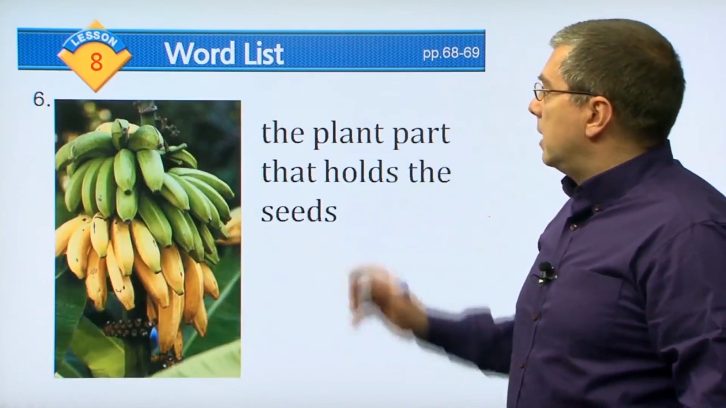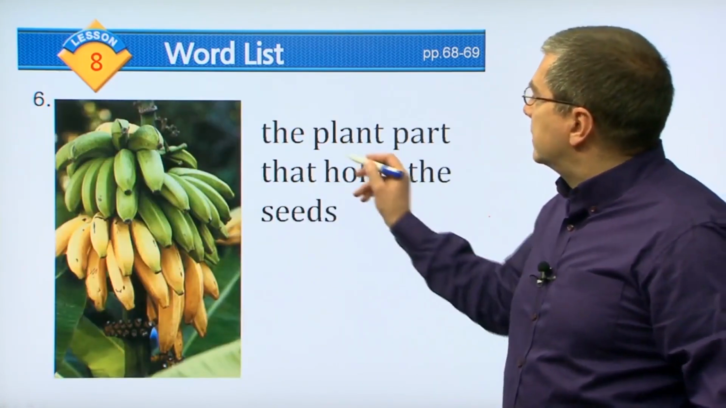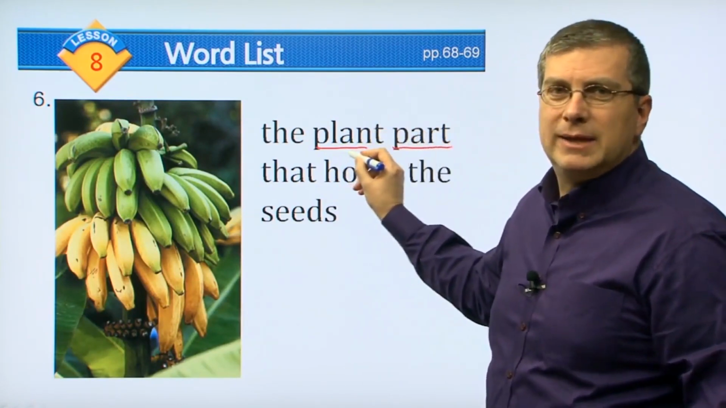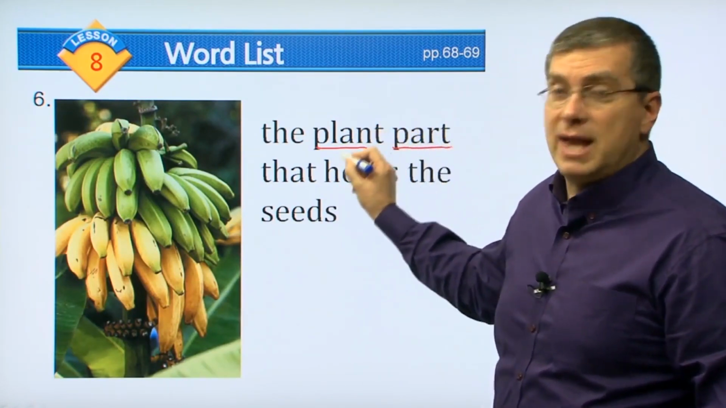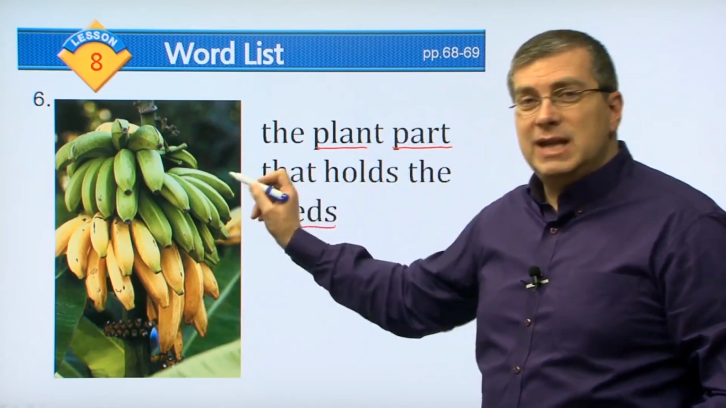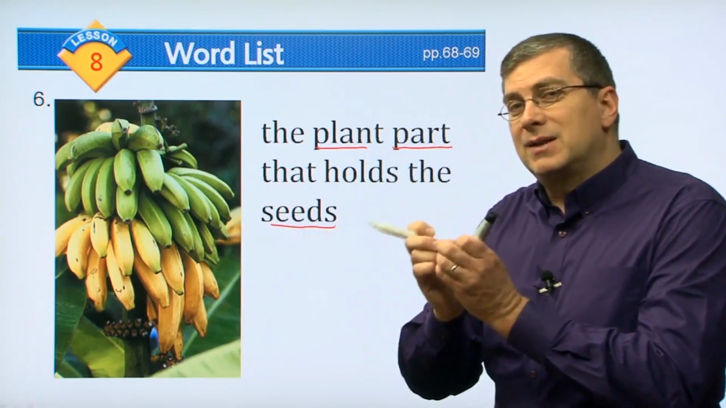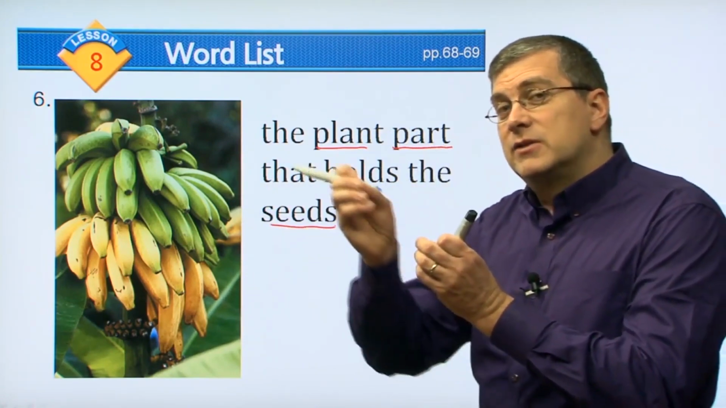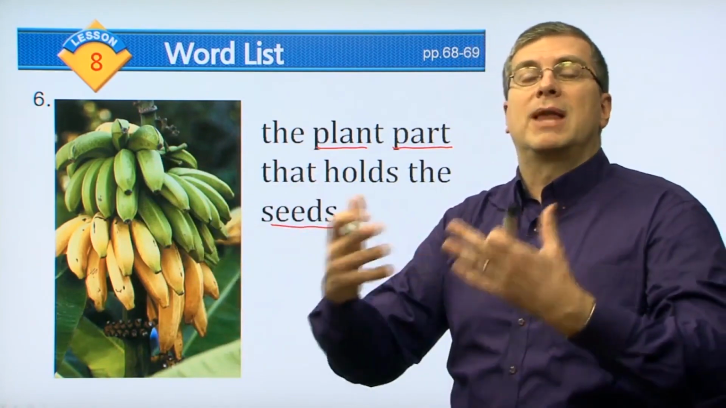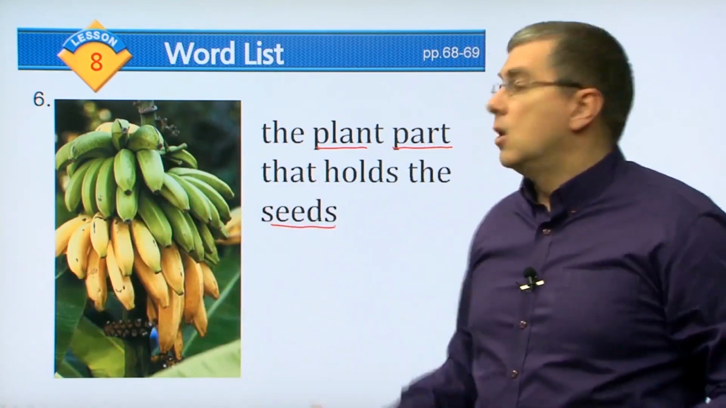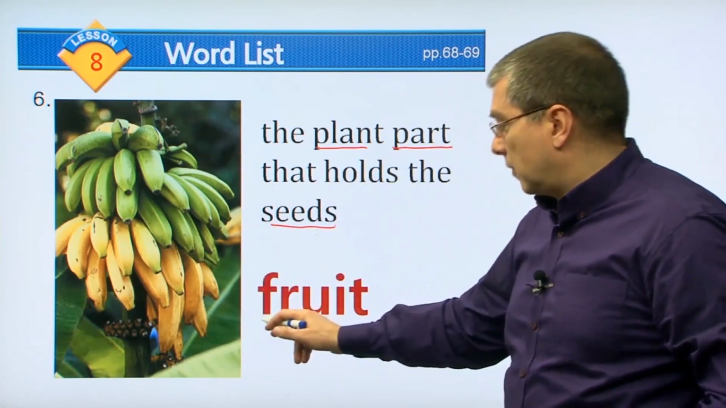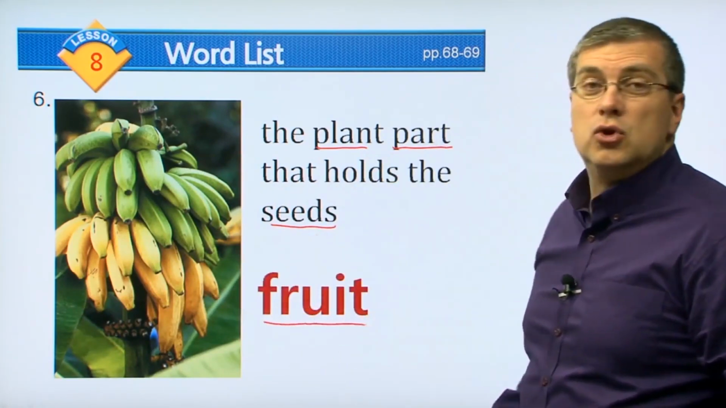Okay, another word that we have here is the plant part. So it's a part of a plant. The part of a plant that holds the seeds. So the seeds, of course, are what the plant makes. And the seeds will go into the ground and make a new plant, right? Seeds are how plants make more plants. What do we call the part of the plant that holds the seeds? For many plants, it's called the fruit, right?